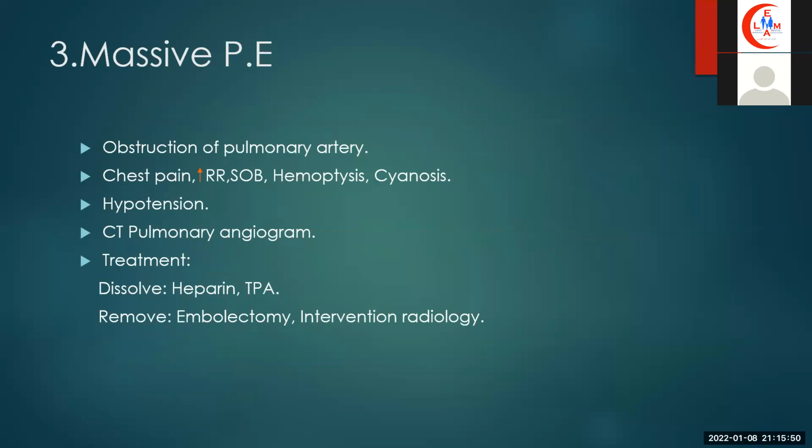So we'll talk about massive pulmonary embolism. Massive here is very important, because if it is not massive, the patient will not be in a state of shock. What we mean by massive pulmonary embolism is that the pulmonary artery is completely obstructed, so there is no blood coming from the heart to the lung. That's why the patient will be in a state of shock.